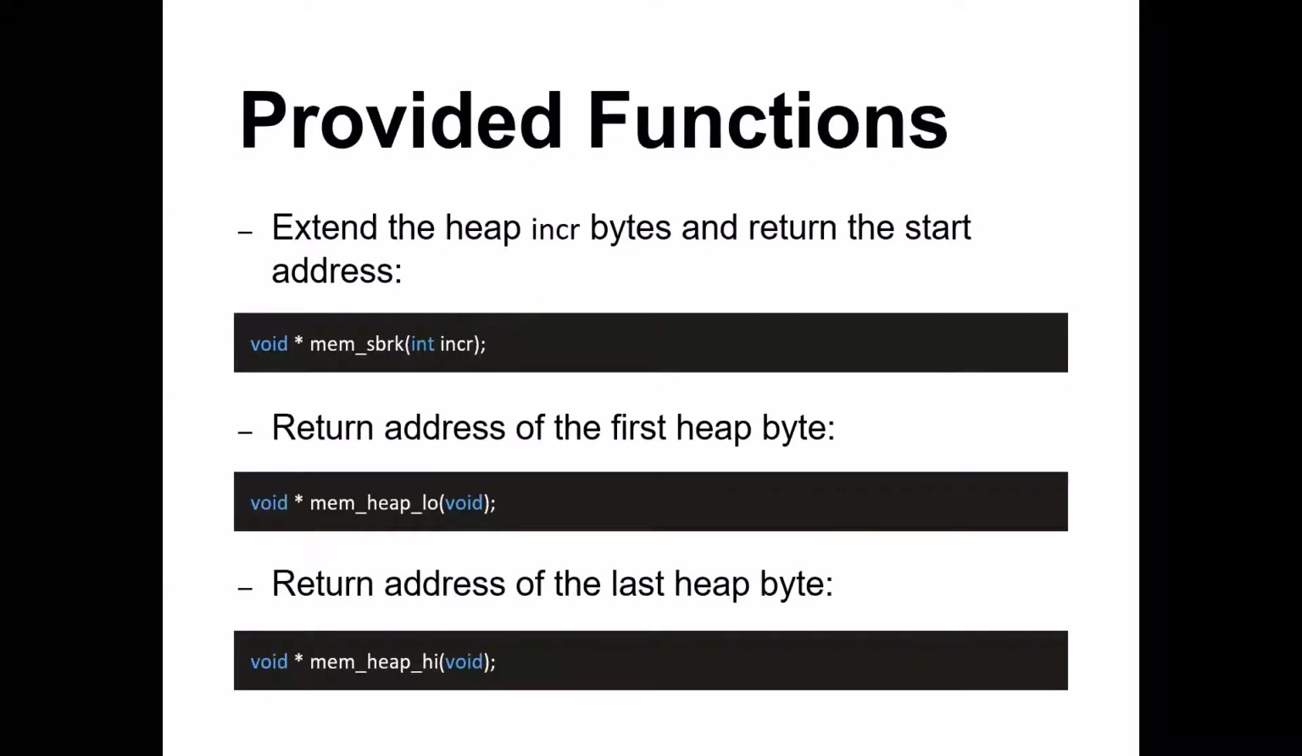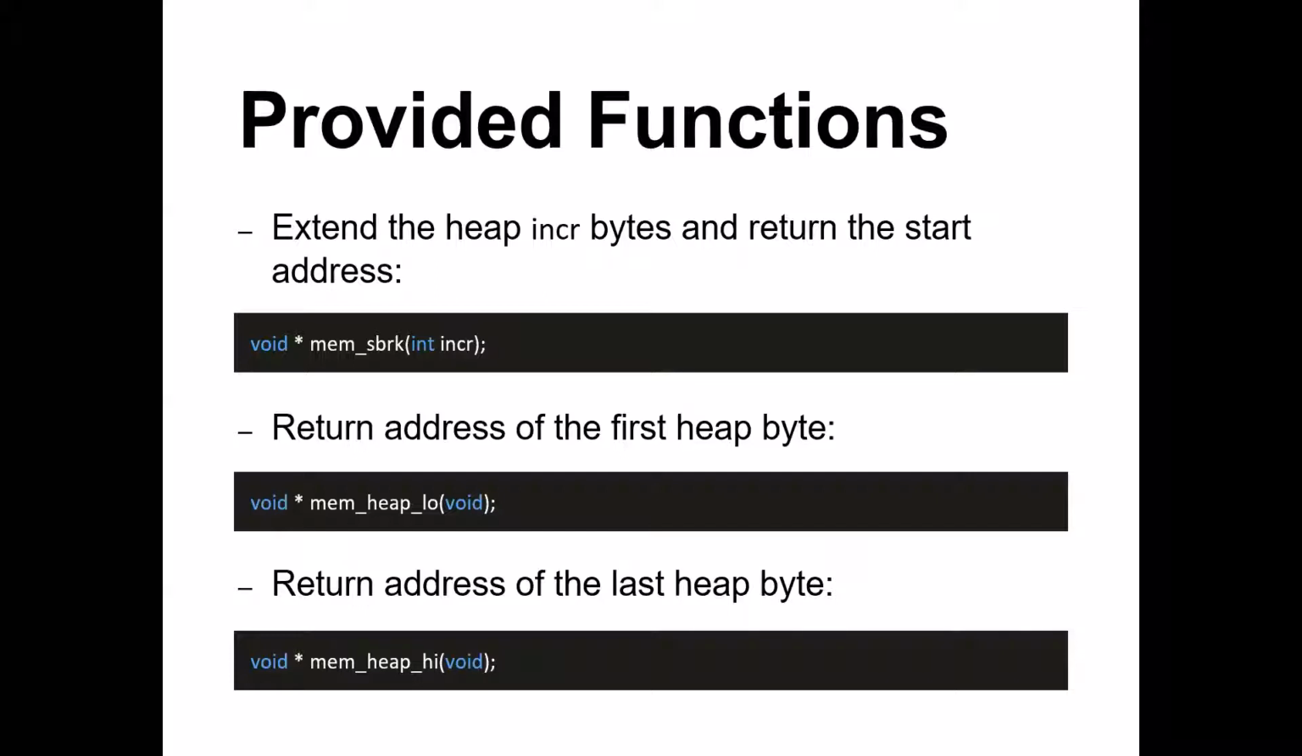Some of the functions that you're provided, which I was talking about earlier, are in memlib.c. mem_sbrk increments the heap by that many bytes. It's similar to making a call to sbrk, which is what that helper function actually does. It just has a little bit of error checking. You still need to do that, but it has some error checking in place for you. mem_sbrk will extend the heap by however many bytes you give.